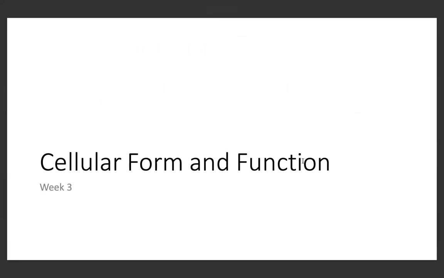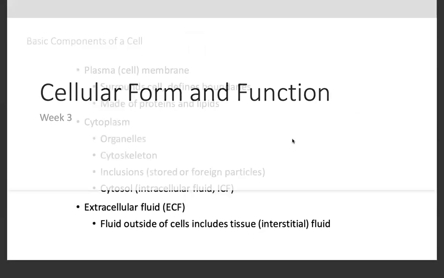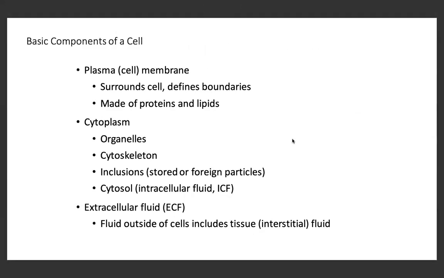So we begin with cellular form and function, which we addressed in week 3. First and foremost, the basic unit of life is the cell. You need at least one cell to be considered life. So cells will need to have a boundary, a clear demarcation that marks who is a part of the cell and who is not a part of the cell.